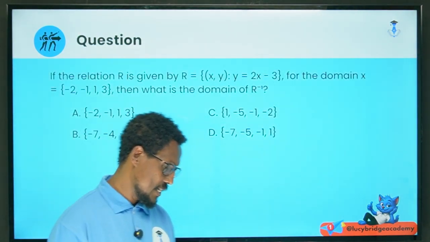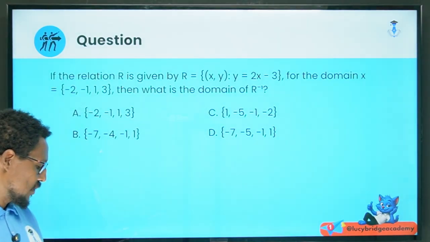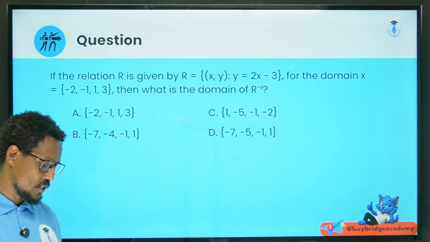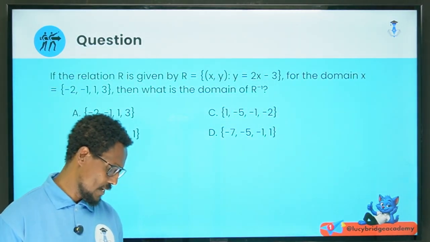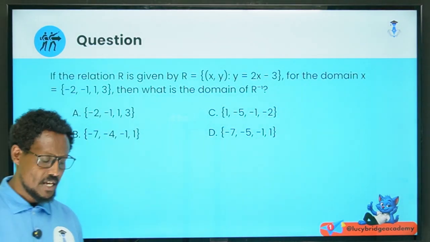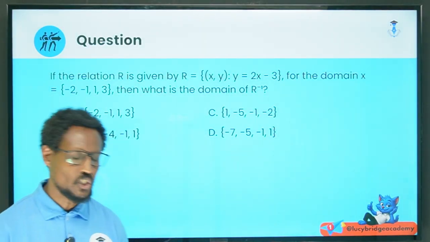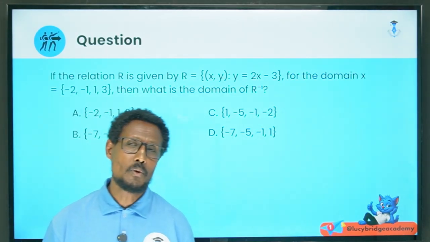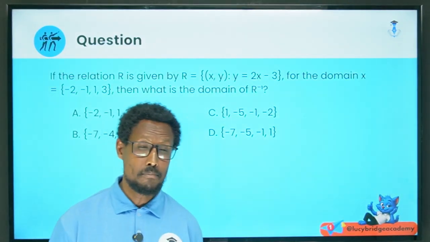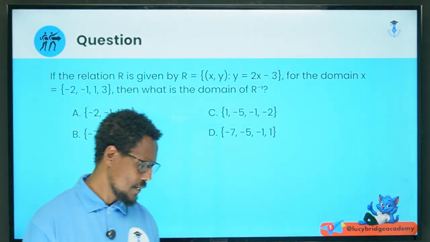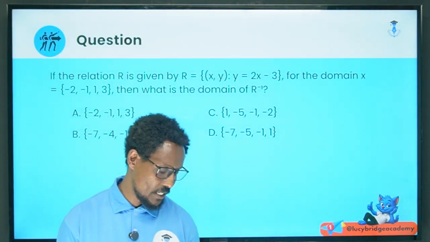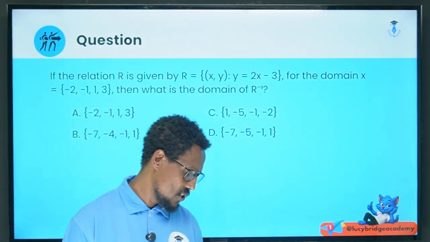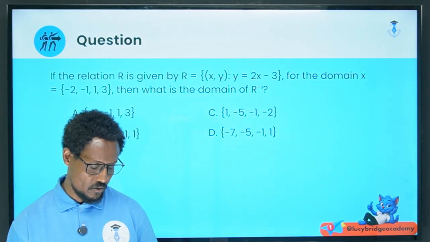Again we have another example. If the relation R is given by R which is equal to (x, y) such that y is equal to x minus 3 for the domain x equal to minus 2, minus 1, 1, 3, then what is the domain of R inverse? The domain of this function is given: minus 2, minus 1, 1 and 3. If the domain is not given, we assume the domain is the set of all real numbers. But now our domain is given. So what will be the corresponding range? We need to know the range of this relation.